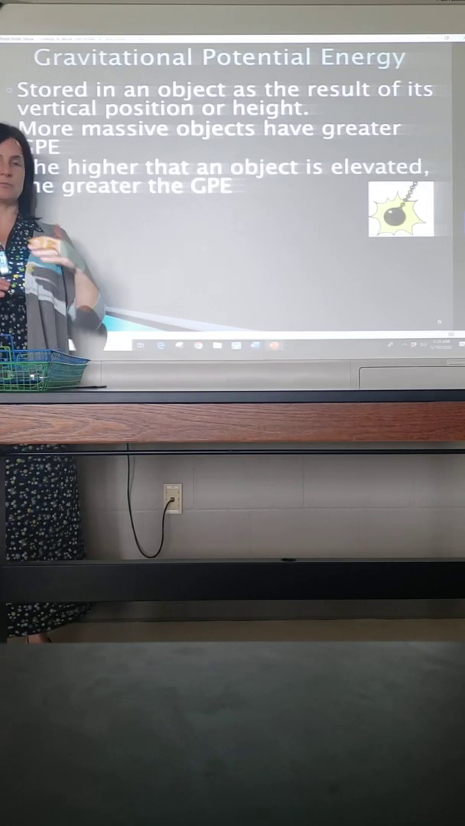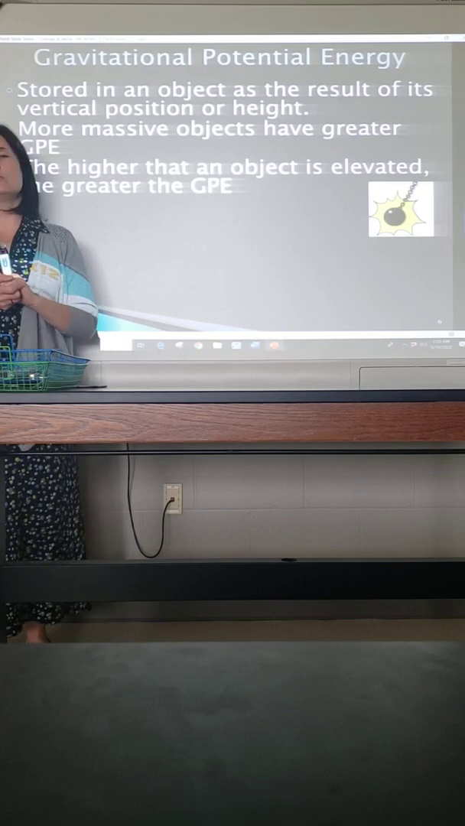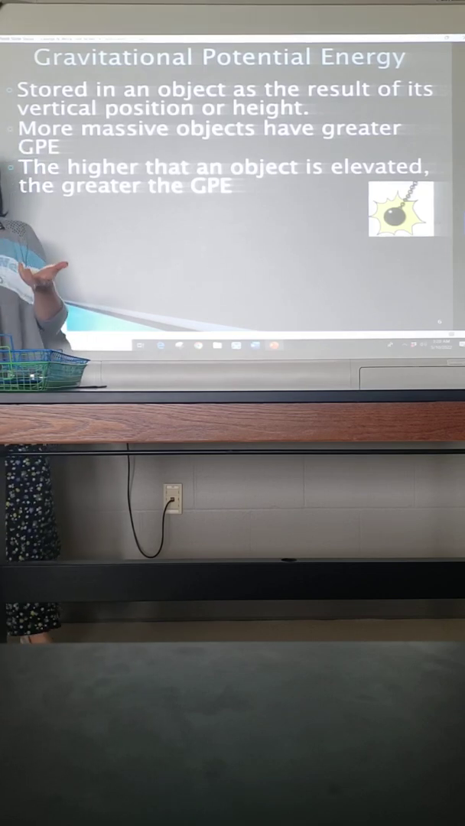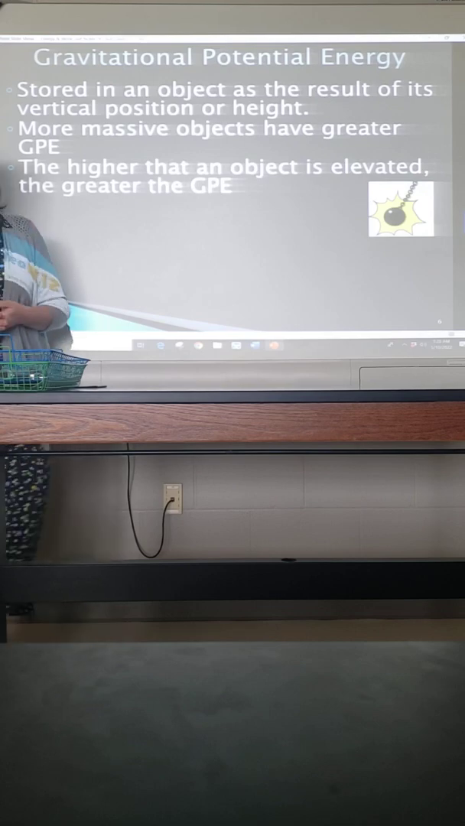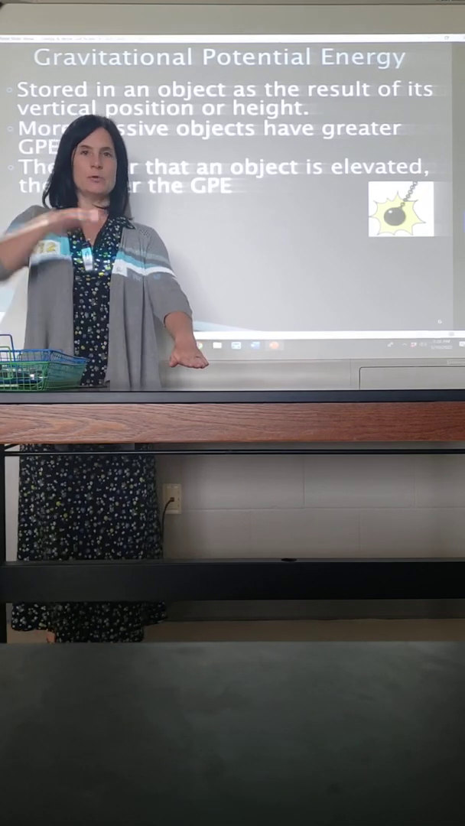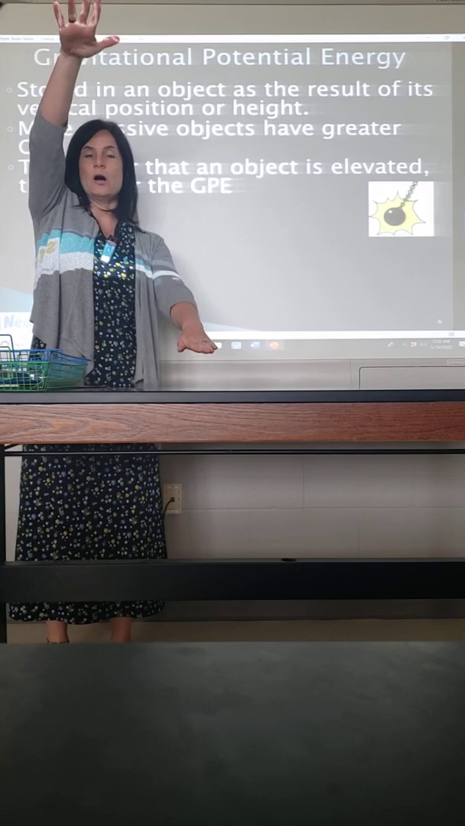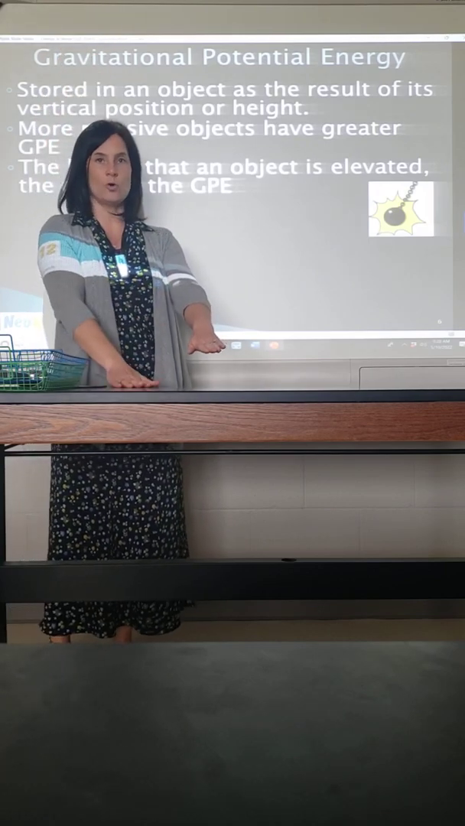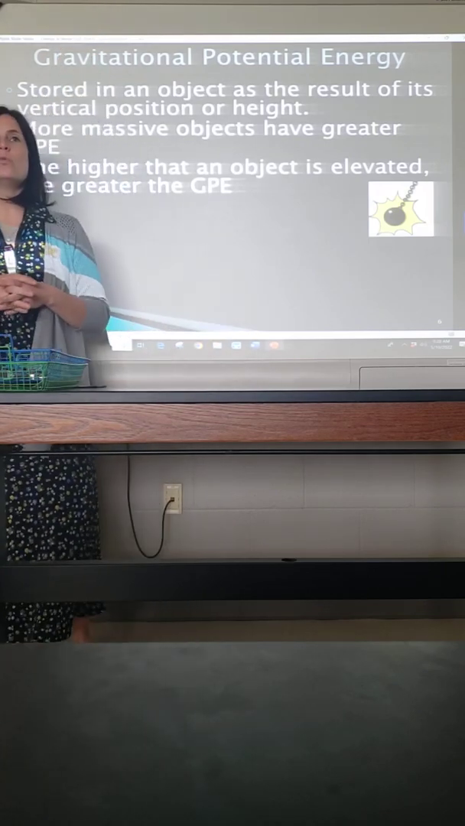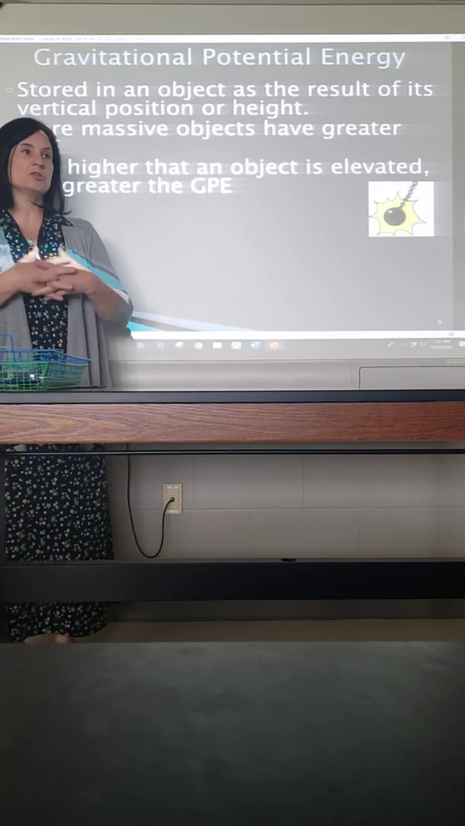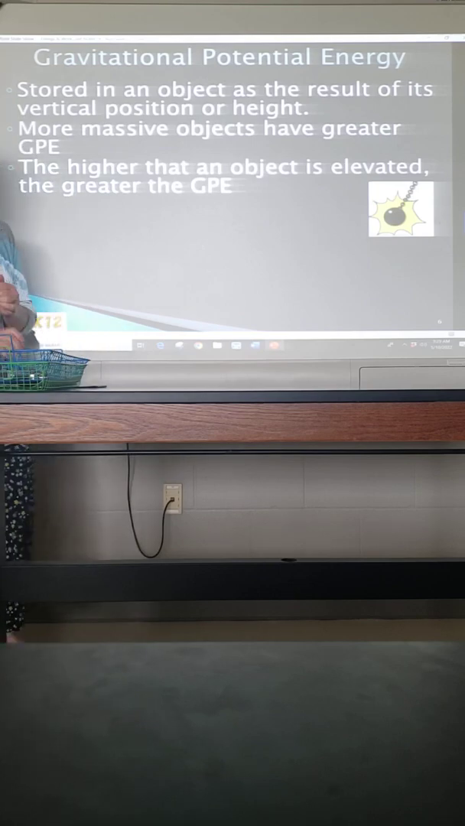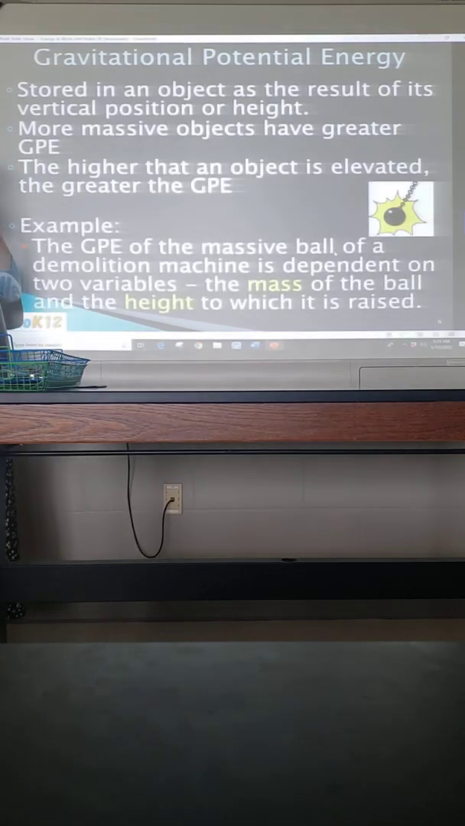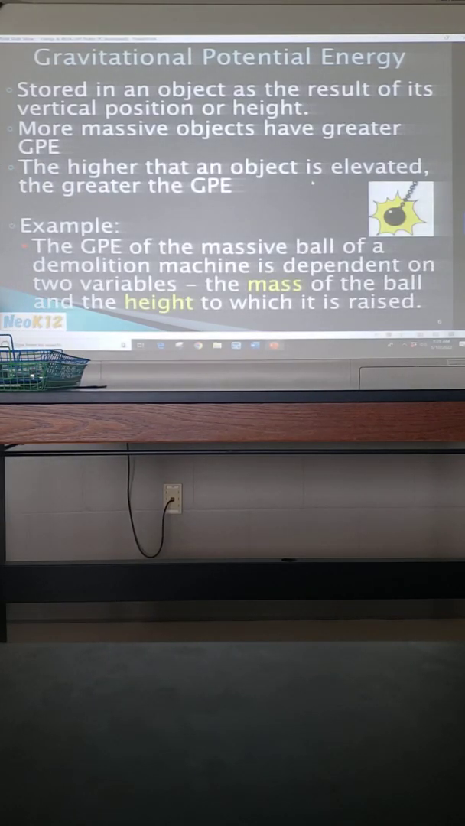Also, the higher something is, the more height it has, the more GPE it has. Because if you think about it, you're giving gravity more of an opportunity to act on it. So if I have something this high above my table or this high above my table, obviously gravity can act on it this whole way. That's giving it more opportunity and it has more potential to fall than it does when it's this height. And again, we talked about all this last year.